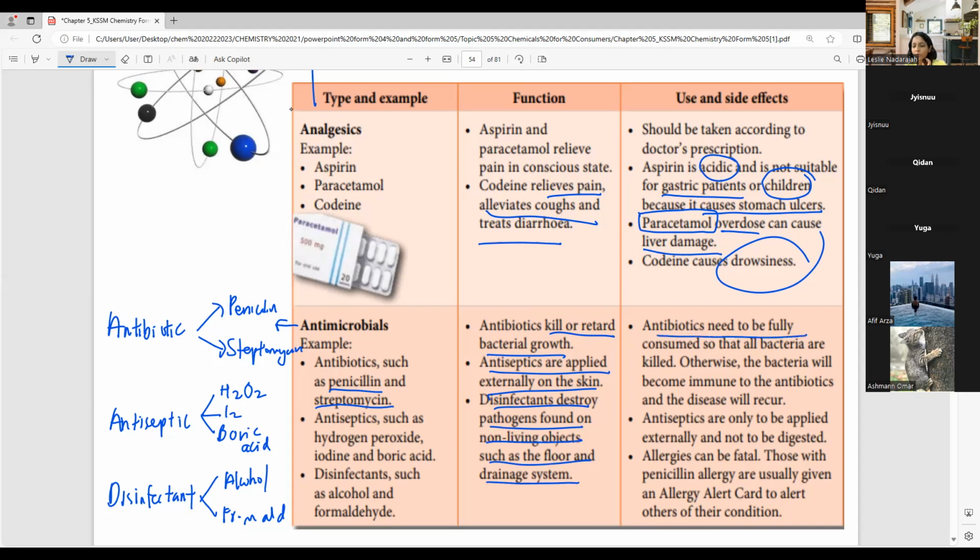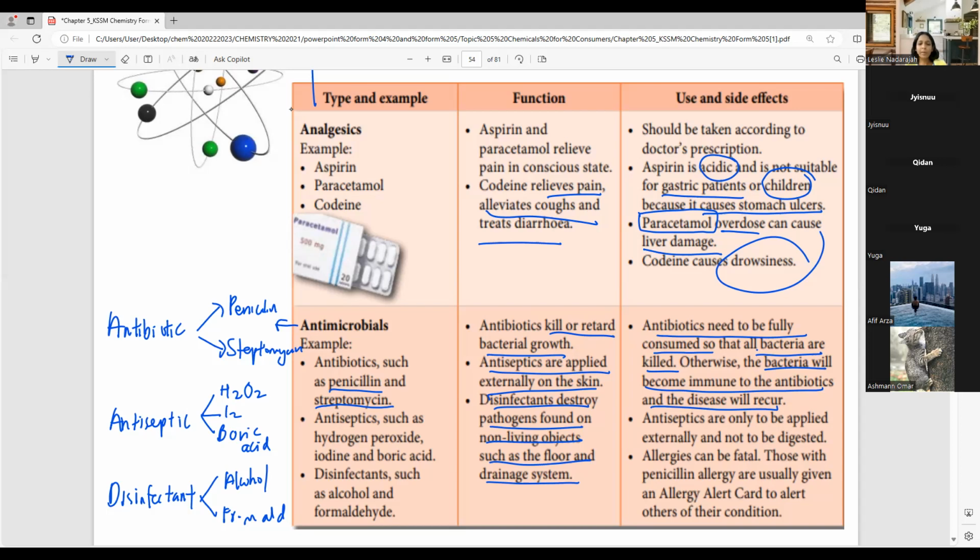Now they like to ask in the exam: why do I need to finish all the antibiotics even if you go to the doctor? Doctor always says finish your antibiotics. Why? Because number one, you want all your bacteria to be killed. If you don't kill all your bacteria, then the next time you take antibiotic, the antibiotic cannot kill the bacteria again, because the bacteria will become immune to the antibiotic and the disease will reoccur one more time. Antiseptic cannot be digested. Anyone very hungry, please don't take antiseptic. And allergies are very fatal.